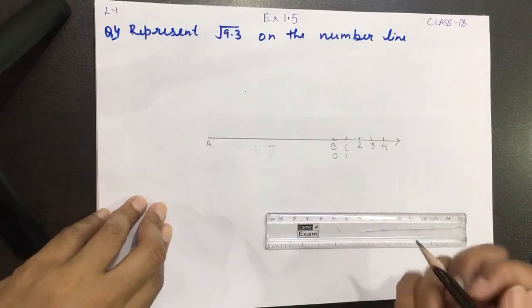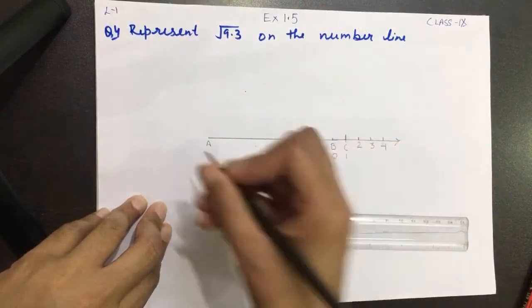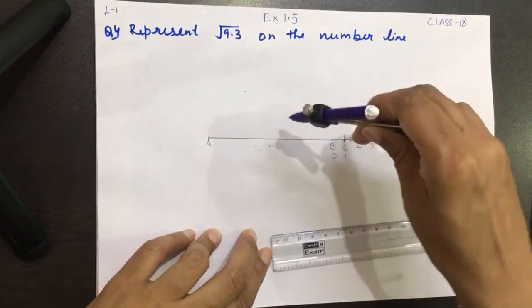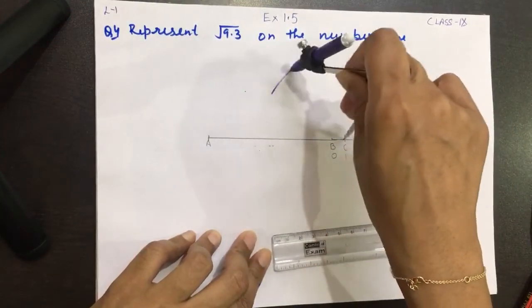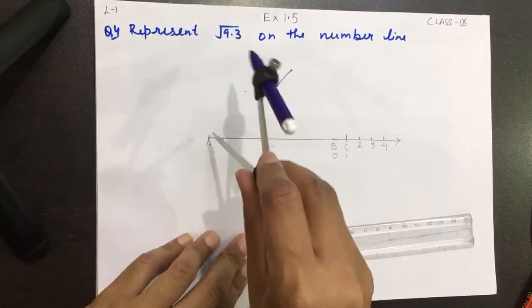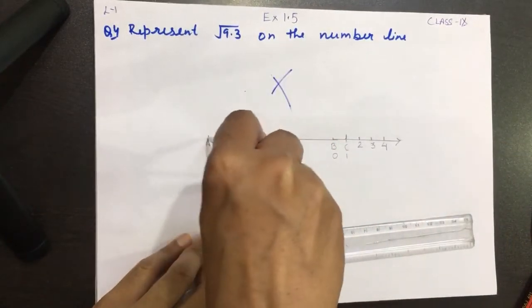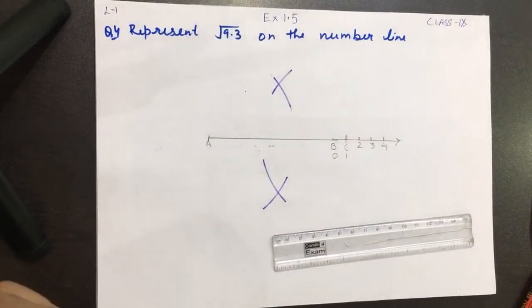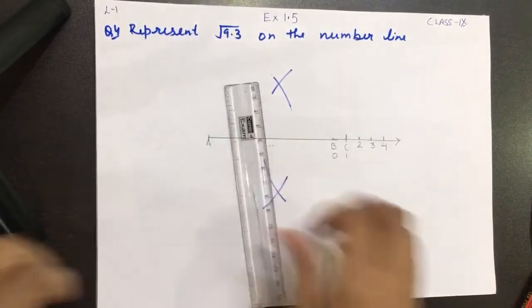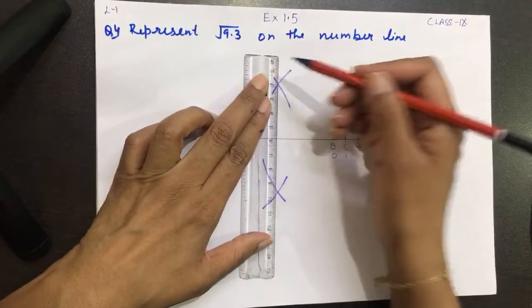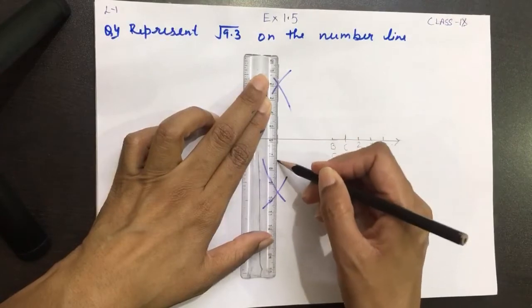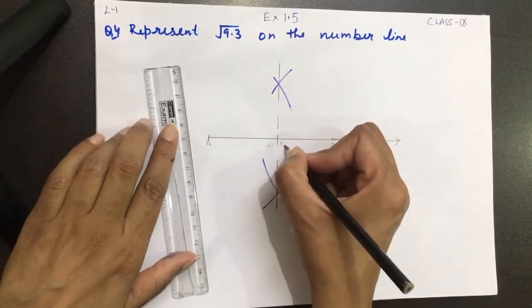Now you have to draw the perpendicular bisector of AC. To draw the perpendicular bisector of AC, I need to take more than half. I will take more than half above the line and below the line from A and C points both. Fine. And now join. If I am joining, my line is like this and it is cutting at the point O.